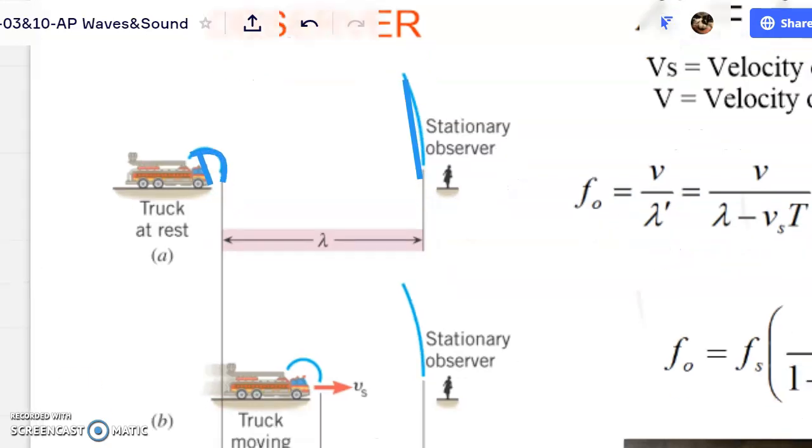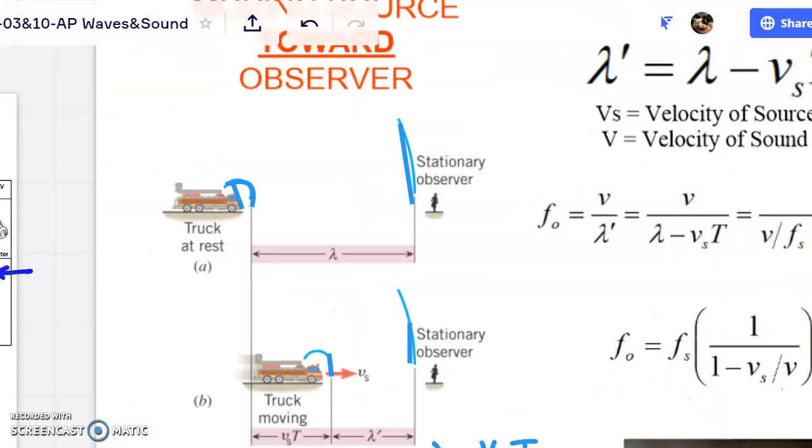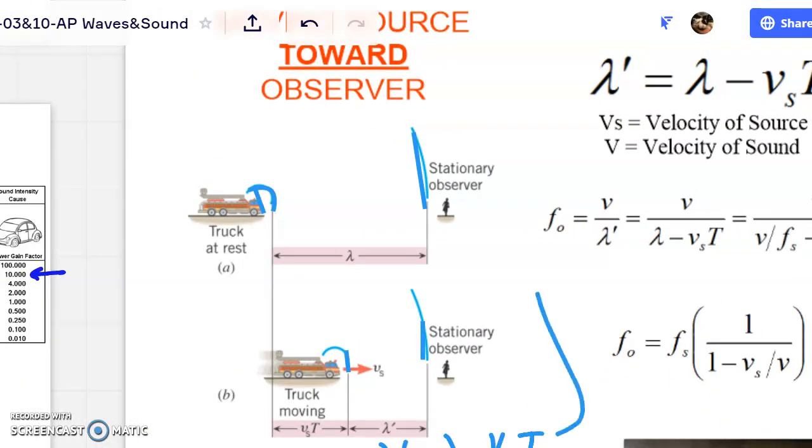Now, if the fire truck starts moving, the wavelength will be this altered wavelength. They're calling it wavelength prime in the picture. It's shortened by whatever the speed of the truck is times the period of vibration of the source. And so we're going to say that the shortened wavelength is equal to the original wavelength minus the velocity of the source times the period of vibration. Okay, and so this new wavelength is shorter.